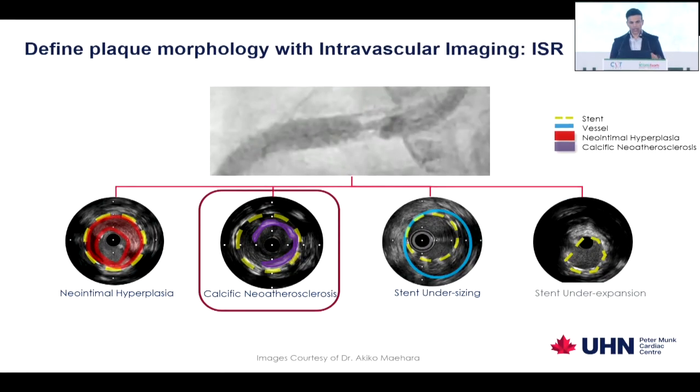So there's a lot of different morphologies that we can see. This is an in-stent group of morphologies. We saw a lot of them in the imaging presentation earlier where we talked a little bit about smooth neointimal hyperplasia versus calcific neoatherosclerosis versus what stent undersizing looks like versus under expansion versus an appropriately expanded stent just with a very positively remodeled vessel. And we have to know how to read each of these images to be able to make good decisions.